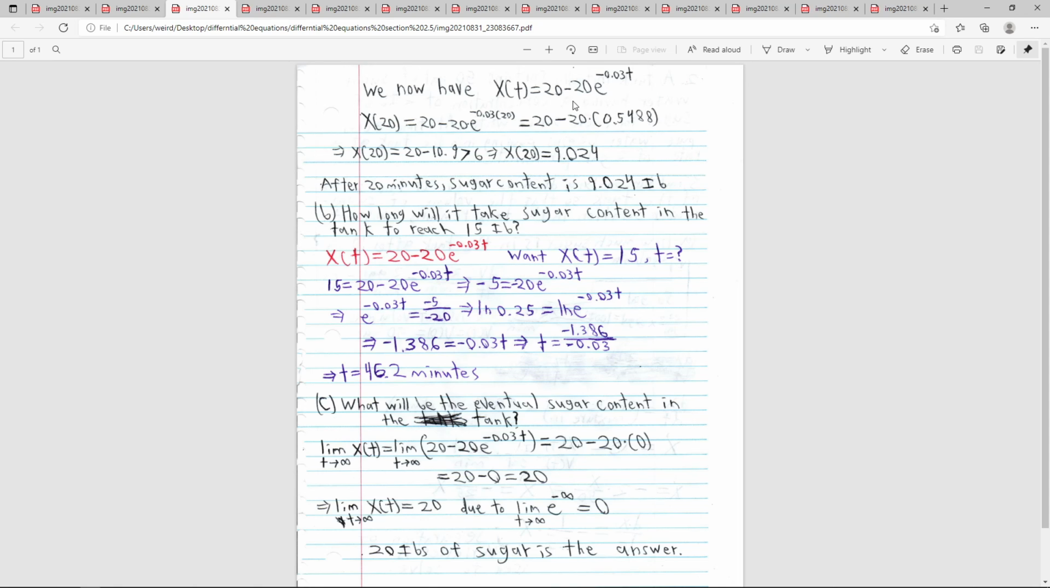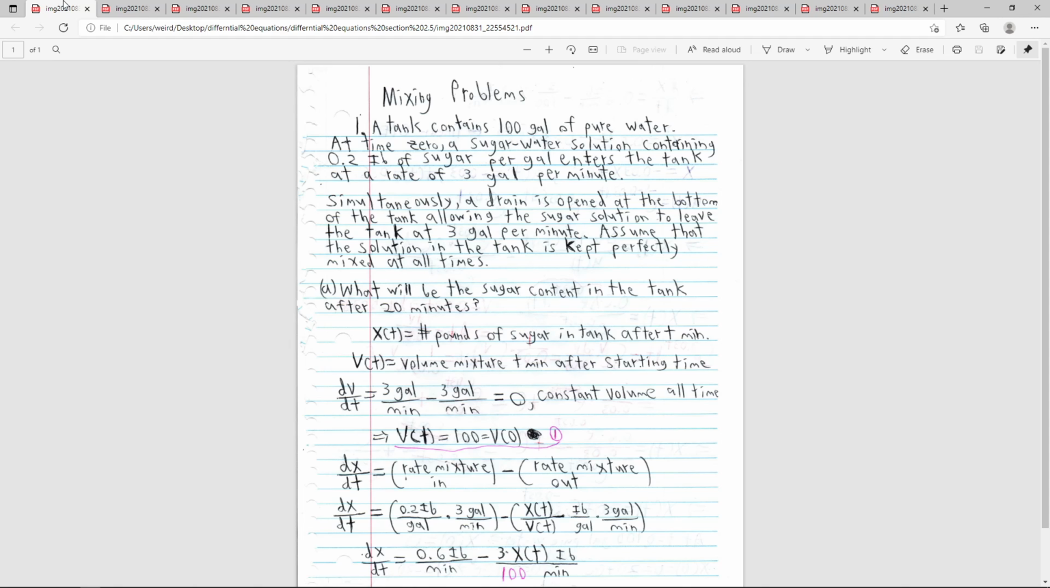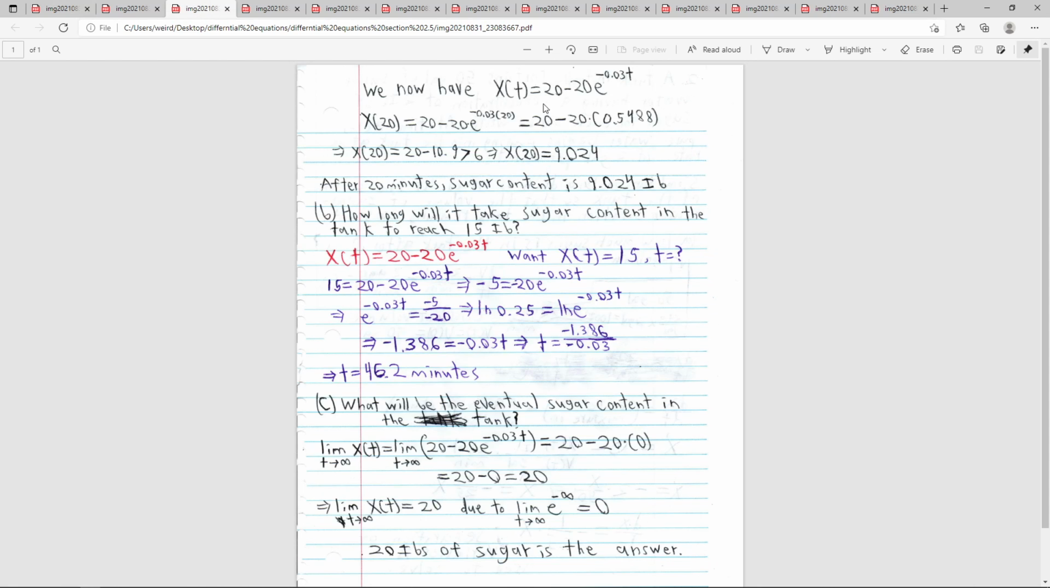Then the question asked for part A, what will be the sugar content in the tank after 20 minutes. Since t is in minutes, we just plug in 20 in this equation, and we get our answer as 9.024 pounds. So that's the sugar content, 9.024 pounds after 20 minutes.